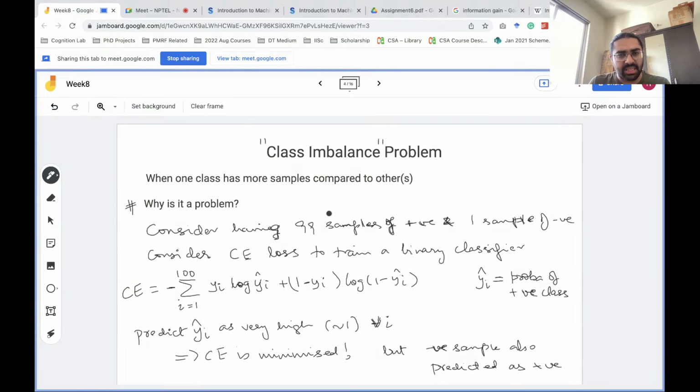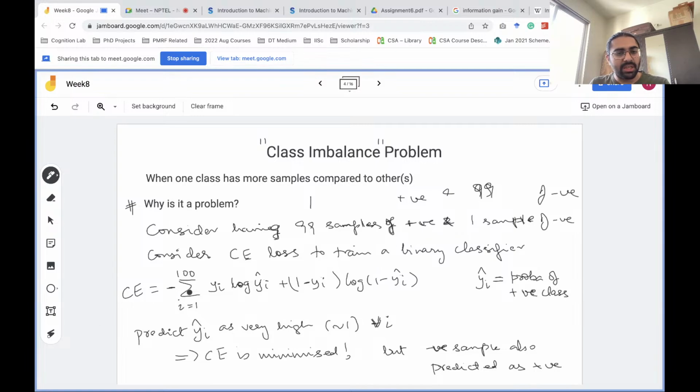You can reverse the issue. You can just say one sample of positive and 99 samples of negative. Whatever we talk about today is a bit more general in that sense. These are all just numbers that you can always interchange. So let's say we have this number of samples between the positive and the negative class, and let's say we use the cross entropy loss because it's a two class classifier, so we know cross entropy works to train a binary classifier.